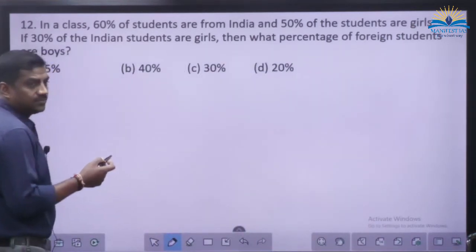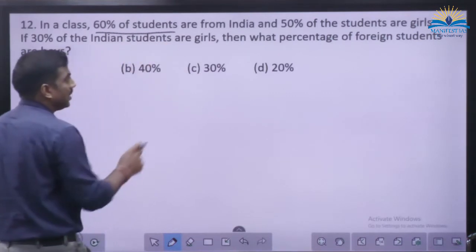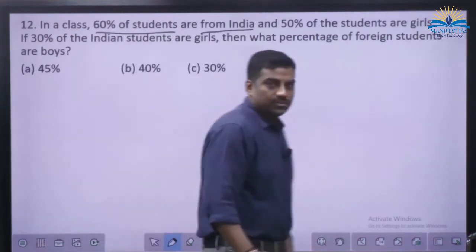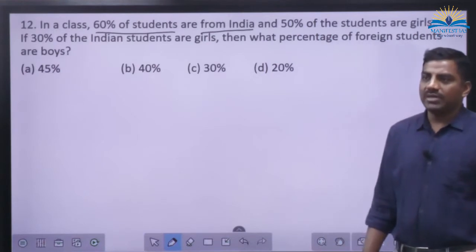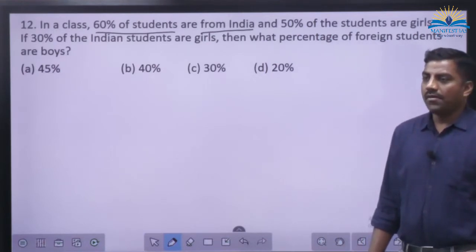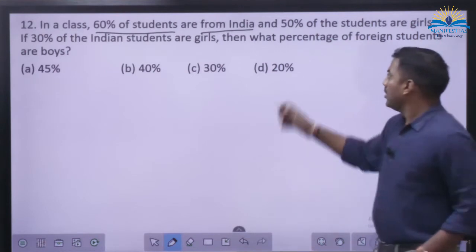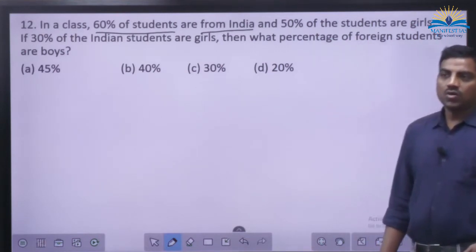In a class, 60% of the students are from India. That means what? 60% of students are from India. What does that mean? Other 40% are non-Indians. That is the basic understanding, right? Yeah. 50% of the students are girls. What does that mean?